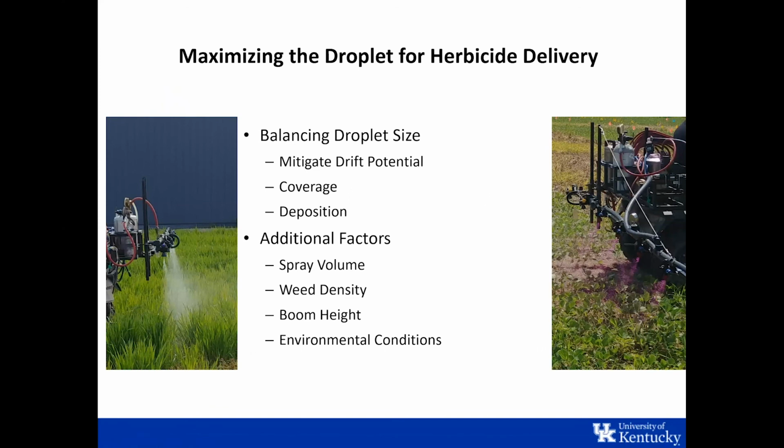So taking that all into mind, and that's a lot of information, but taking that all and wrapping it together, when we're trying to maximize that droplet for a herbicide delivery, we really do have to balance mitigating our drift, but also achieving the coverage and deposition we need to make that given product work. But we can use, and those 3 don't always work together, but we can use things such as spray volume or weed density or boom height or environmental conditions to help us out and help us get that balance. So it's a lot to think about and a lot to keep together, but we can achieve this, and we know we can achieve this.